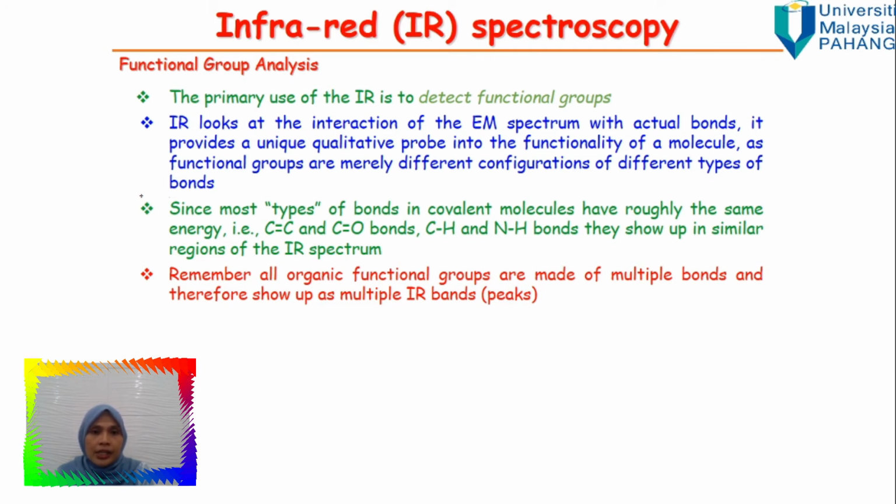Let's say C double bond C, C double bond O, and C-H show similar regions in the IR spectrum. They are based mainly on the type of bond.